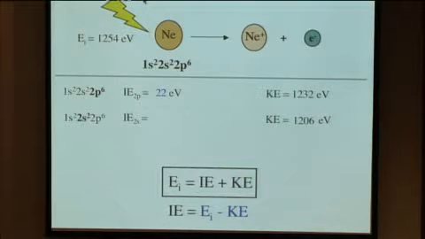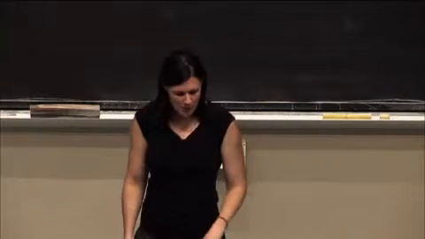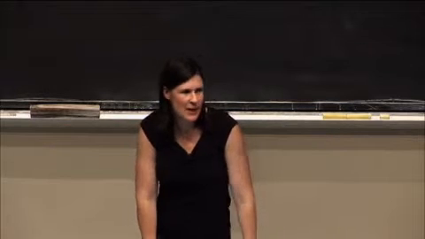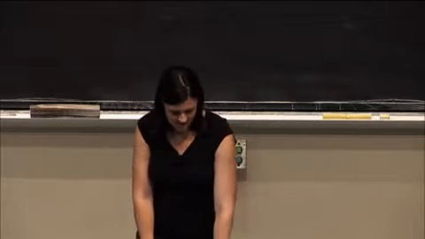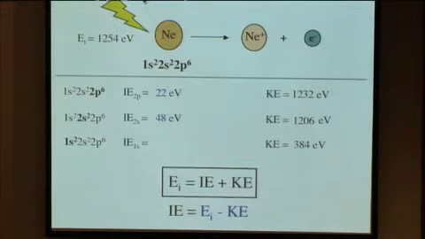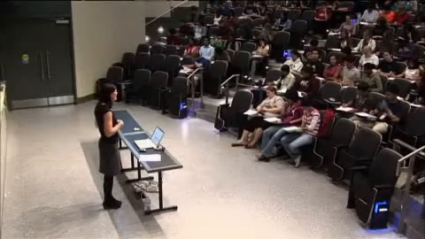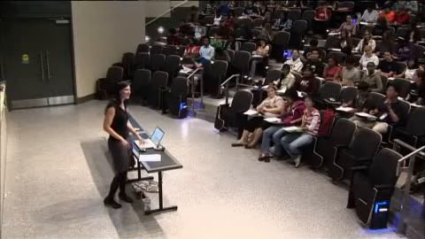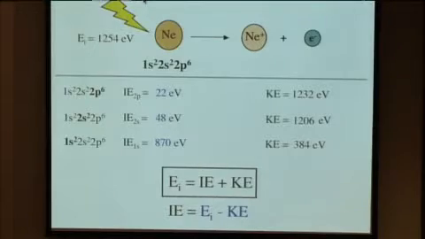So for example, in the second case, we say that we see 1206 in terms of the kinetic energy. Same sort of subtraction problem. What do we have for the ionization energy of the 2s electron? Good quick math. All right, so 48 electron volts. And let's look at the final kinetic energy that we'd observe in this spectrum, which is 384 electron volts. So what is that third corresponding ionization energy? I couldn't quite hear, but I have a feeling everyone said 870 electron volts.